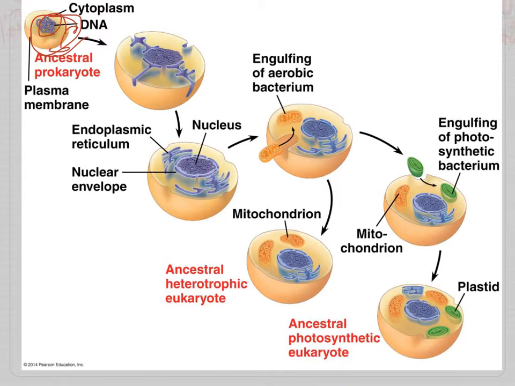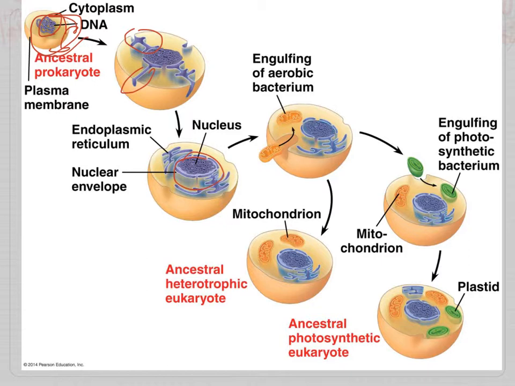that cytoplasm. Well, what scientists believe happened was there was a folding inward of that membrane, and that created what we know as the endoplasmic reticulum and also the nuclear envelope that helped to surround the DNA. So that's how we got the nucleus.